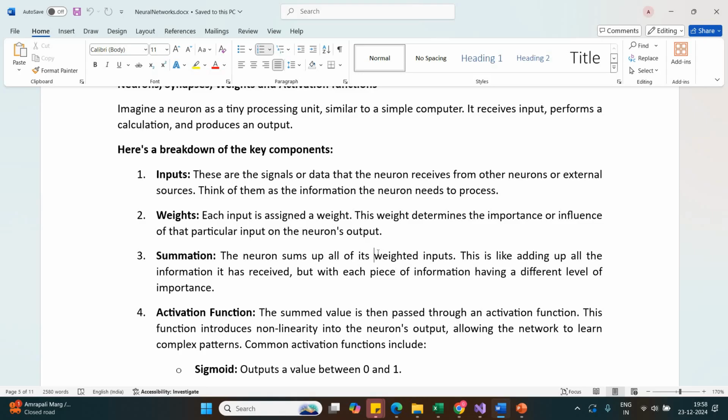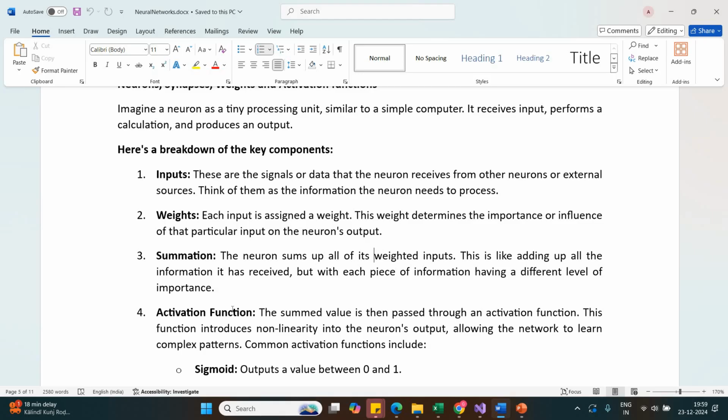Summation. Now all the different weights are summed up. This is like adding up all the information it has received, but with each piece of information having a different level of importance. I have already discussed this. One piece of information will be the face of the cat, the other is the stomach and the fur, and the third is the legs, right? So all these different components and their weights are summed up and collected together. This is called the summation.